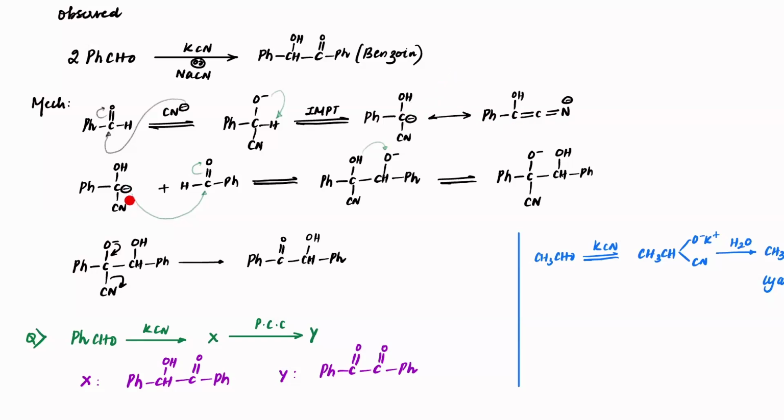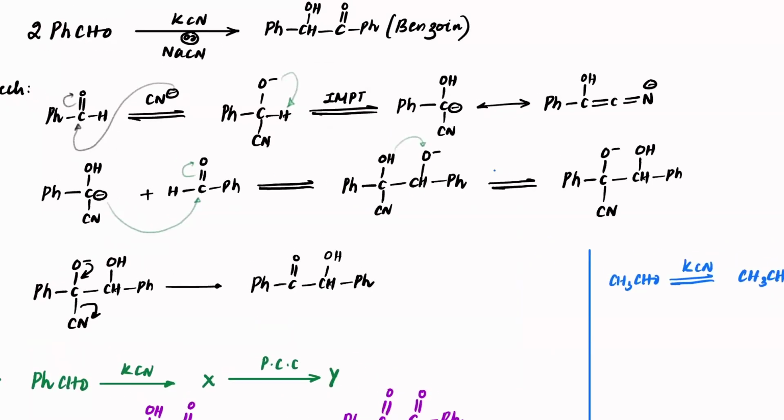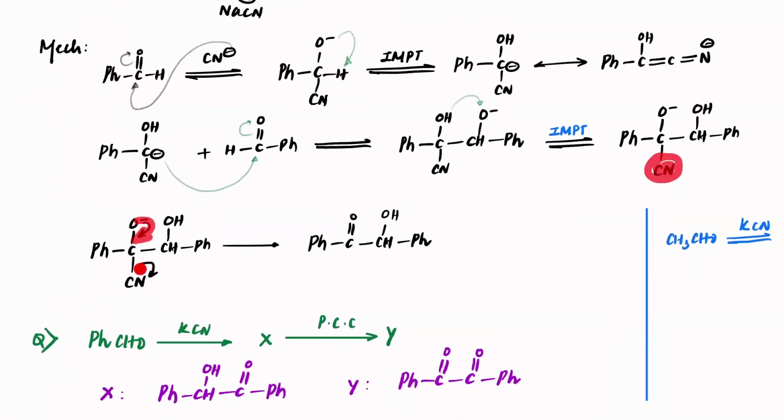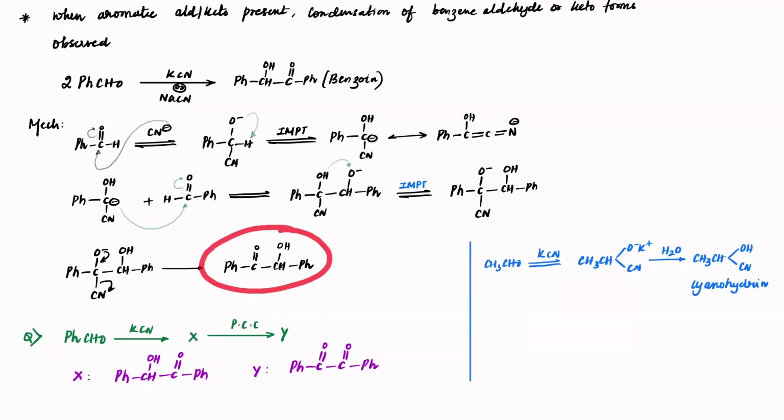And next, once you get this anion, it can be used as a nucleophile to attack the second molecule. As it occurs, you will see this addition take place, and internally again an intramolecular transfer takes place. Again, one more time, you will see IMPT happens, and you will get this as O minus and OH here. And it realizes that cyanide is a good leaving group now. So O minus will push the electrons and cyanide will be released. That's how you will get this product as benzoin.